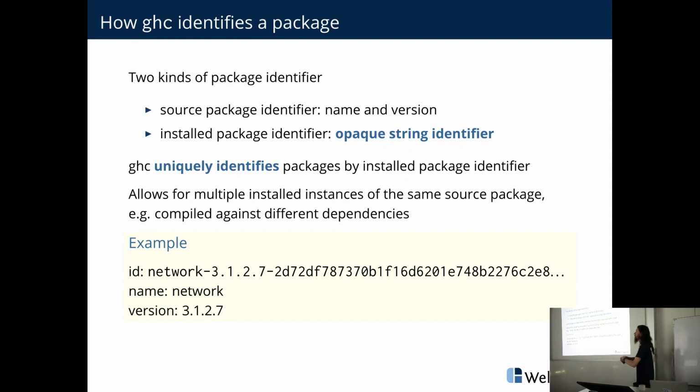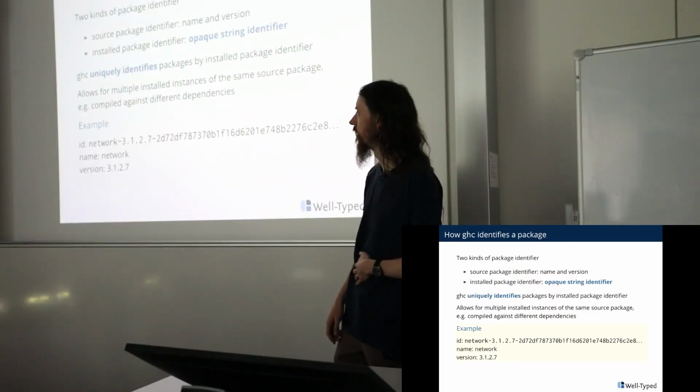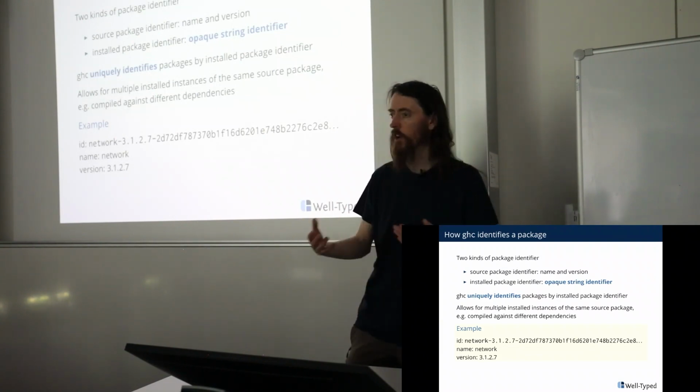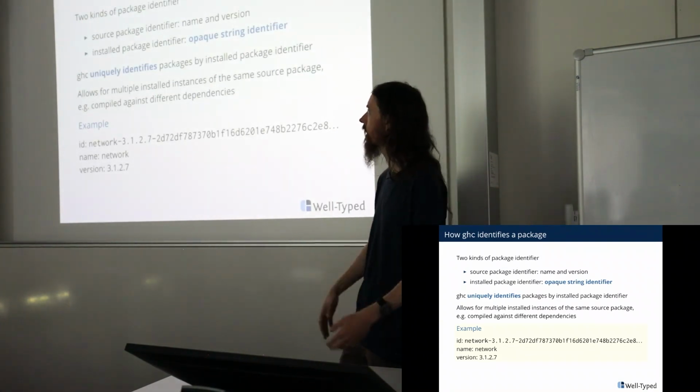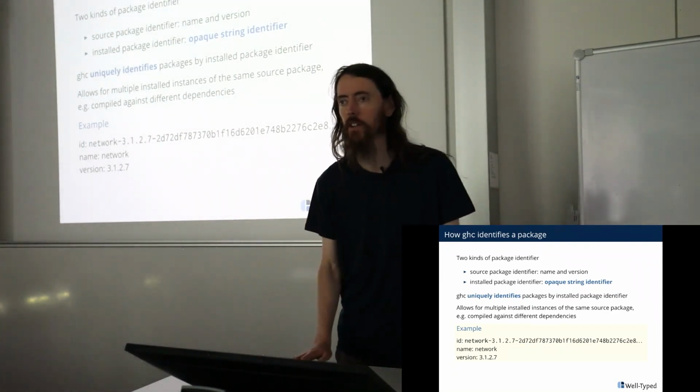So a source package identifier is relatively straightforward. It's just a name and a version. It's what, as a human, you think of when you think of a package. It's base 4.13.0, network 3.1.2.7. So that's nice and simple. That's the source package identifier. That's the names of the tarballs, it's the name on the websites, etc.